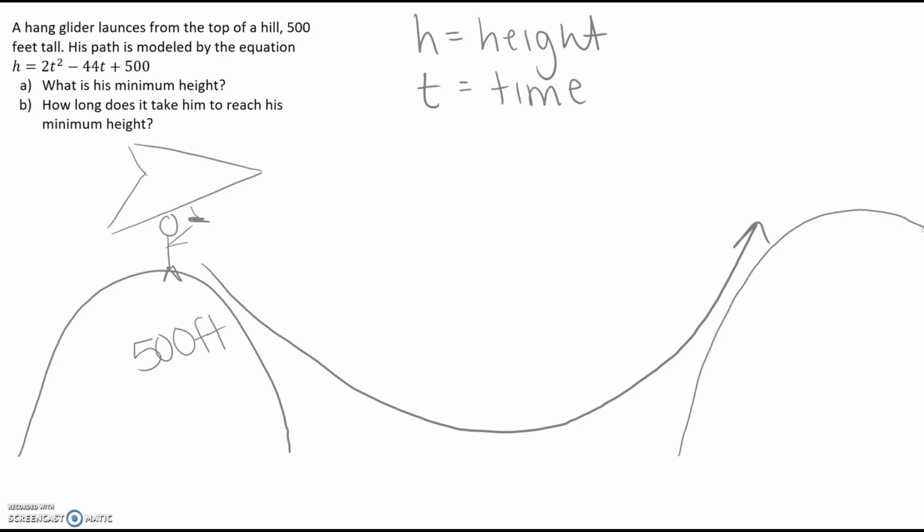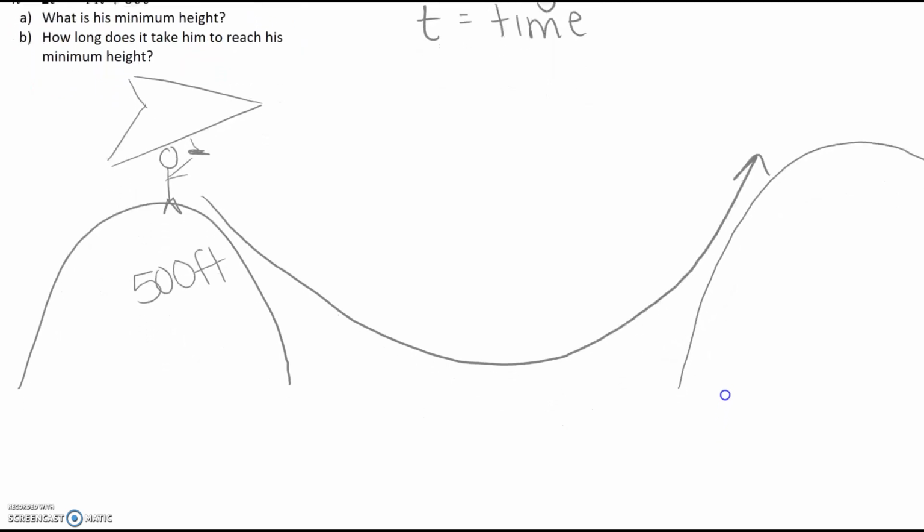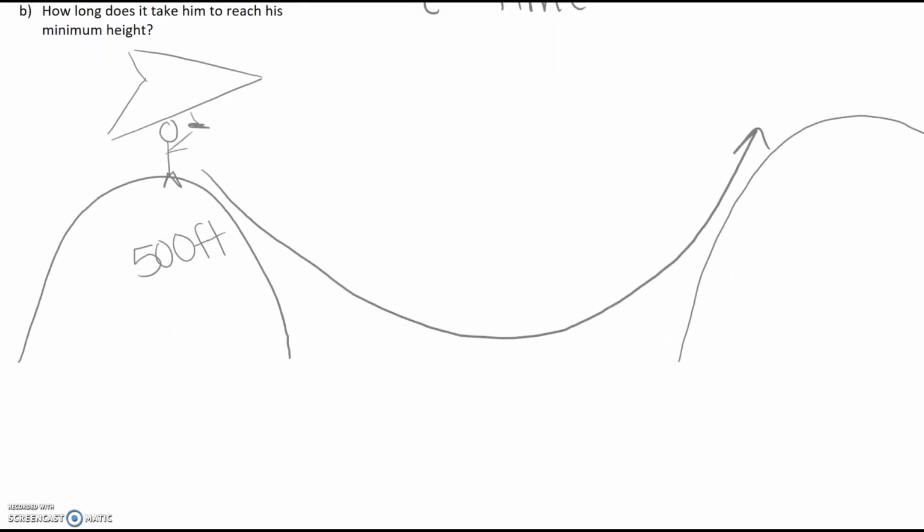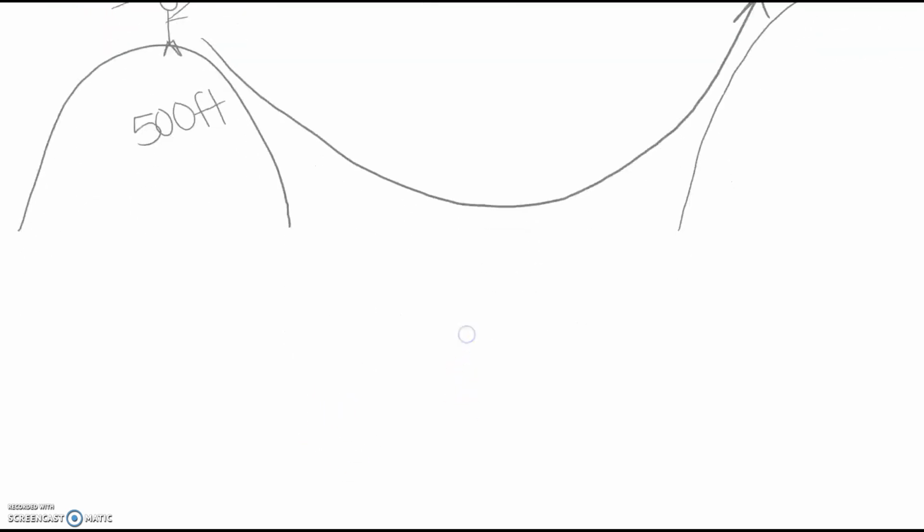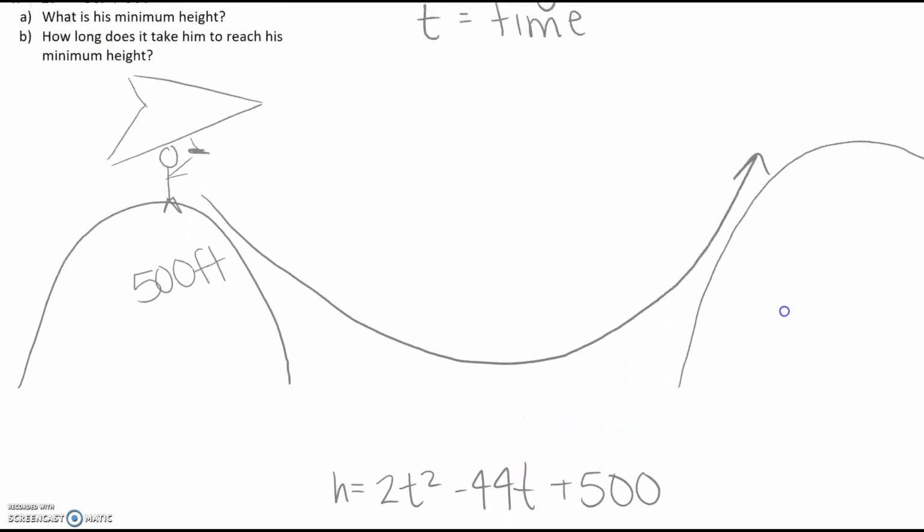His path is modeled by the equation. So I'm going to rewrite that down here. So h equals 2t squared minus 44t plus 500. So we want to know two things. We want to know his minimum height. We also want to know how long it takes him.